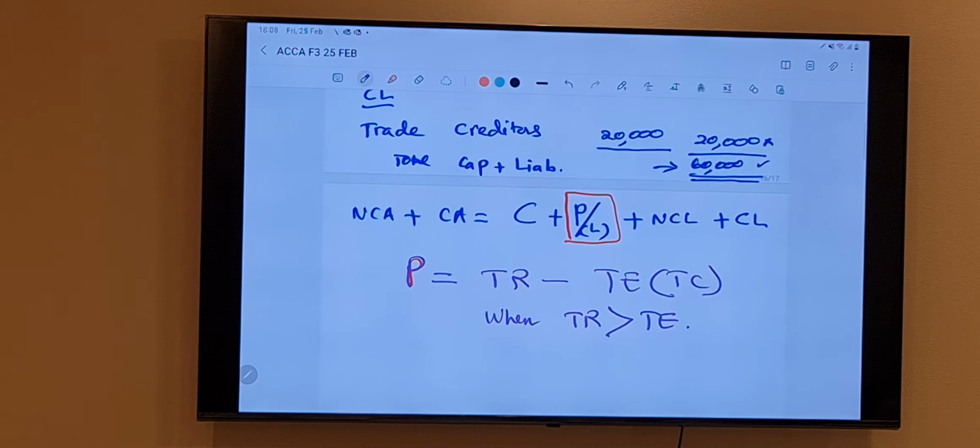TR is not T Rajendra, no? That's one guy in India.